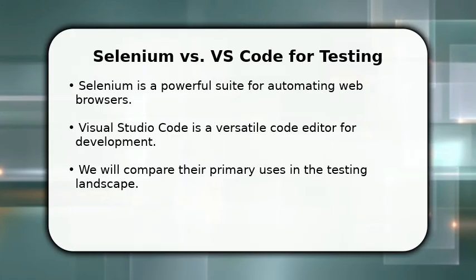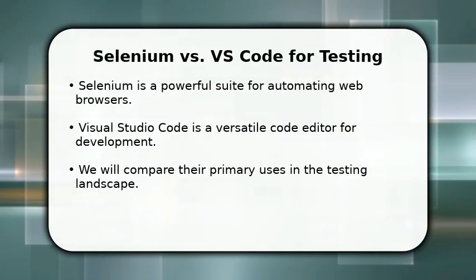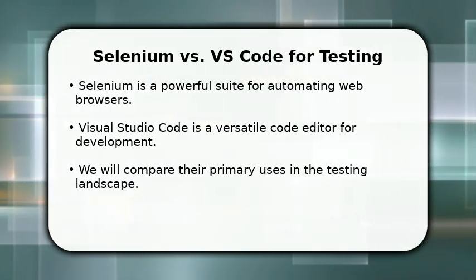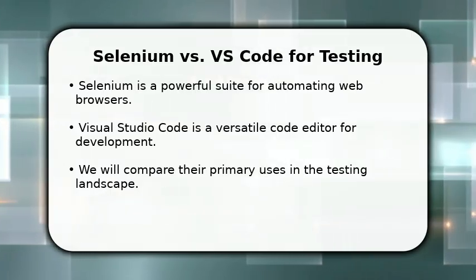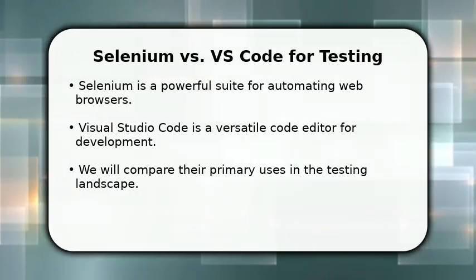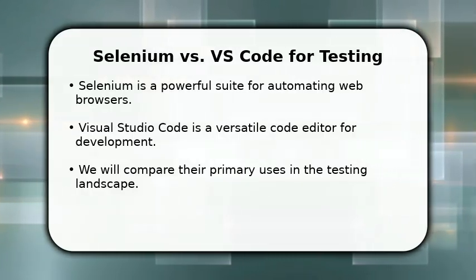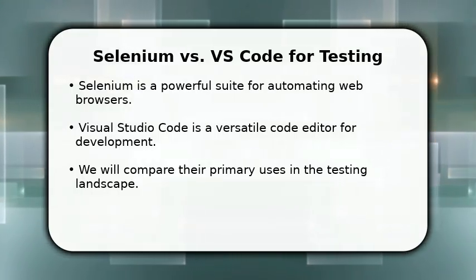In this video, I will compare Selenium testing versus Visual Studio Code. We will explore their distinct roles in the software development and testing lifecycle. Selenium primarily focuses on automating web browsers for functional testing, while Visual Studio Code serves as a robust environment for writing, debugging, and managing your test code. Understanding their individual strengths will help you choose the best approach for your projects.